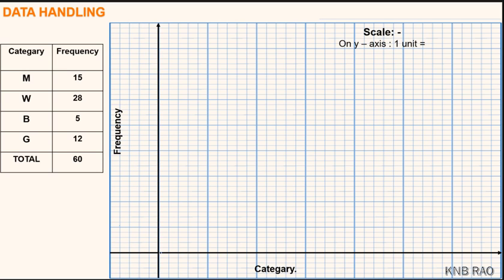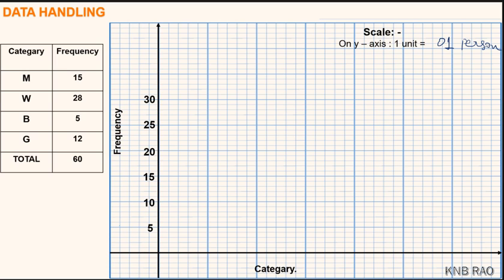Here if you take 1, 2, 3, 4, 5 members, so 1 unit equals 1 person I am going to consider. So 5, then 10, 15, 20, 25, 30. Here the maximum that I have to show is 28, so I have taken 30.